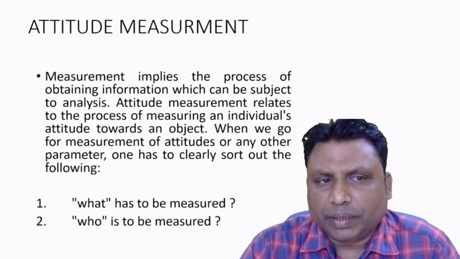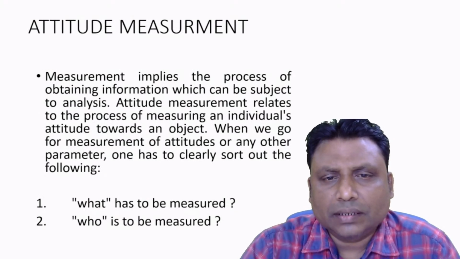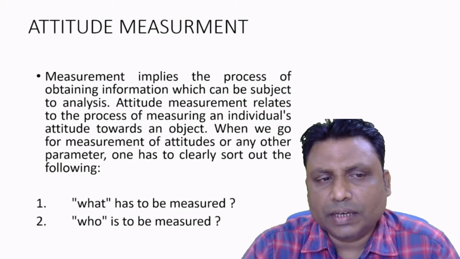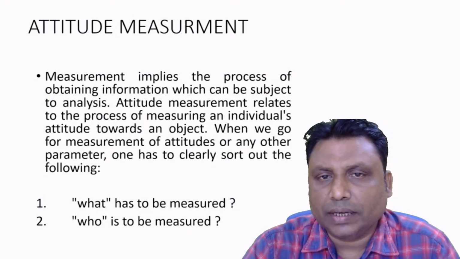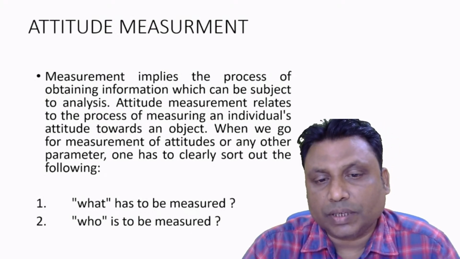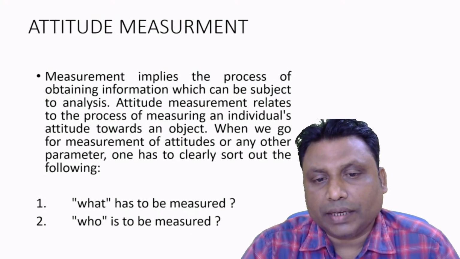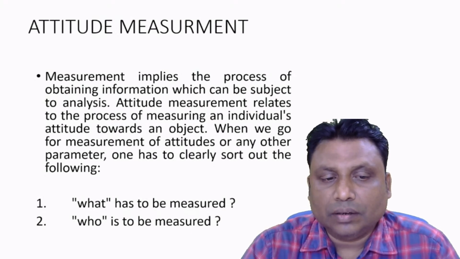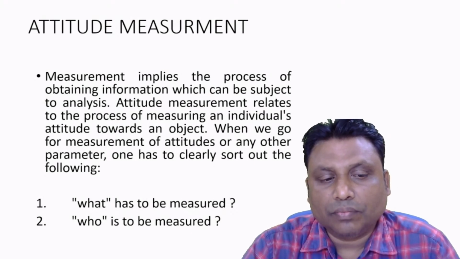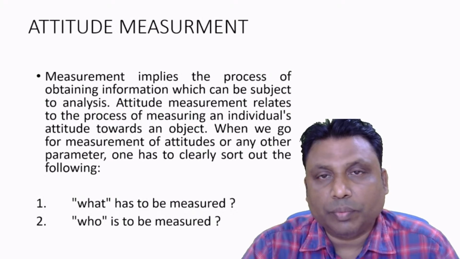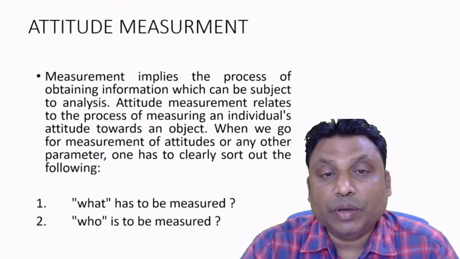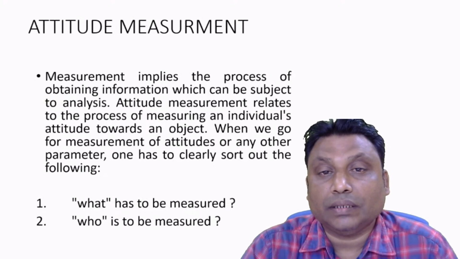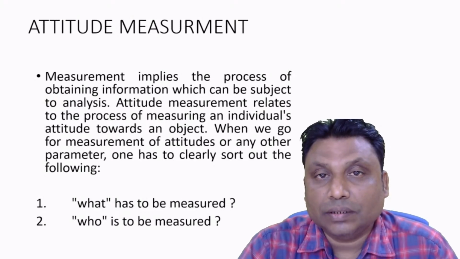Then what is attitude measurement? Measurement implies the process of obtaining information which can be subject to analysis. Attitude measurement relates to the process of measuring an individual's attitude towards an object. When we go for measurement of attitudes or any other parameters, one has to clearly sort out the following: what has to be measured and who is to be measured. So when you start your research work on a particular topic, you have to find out what we have to measure, how we have to measure, and who will be measured.